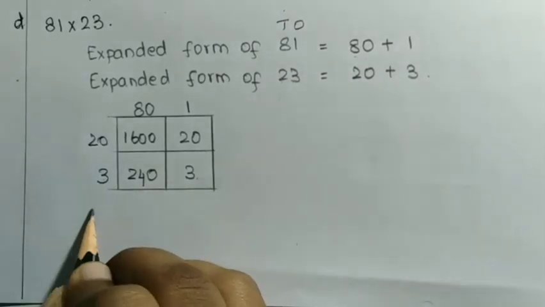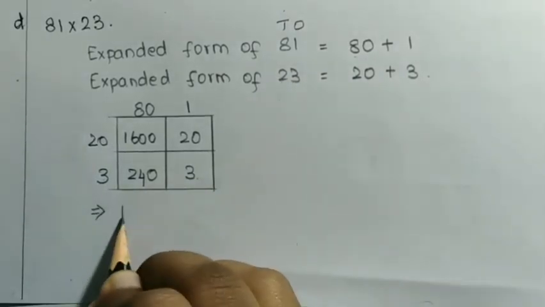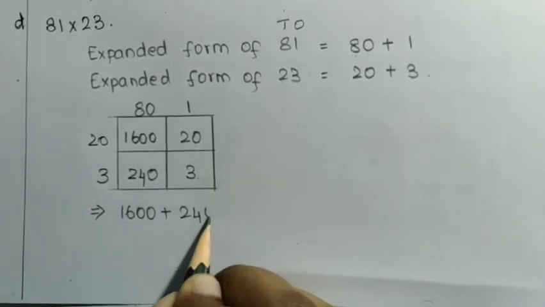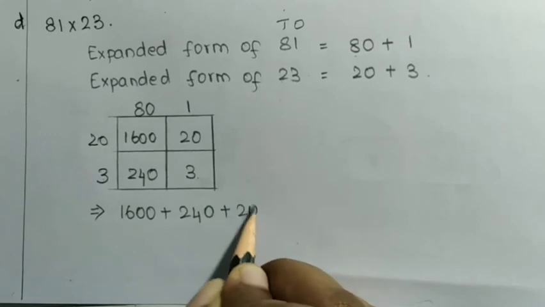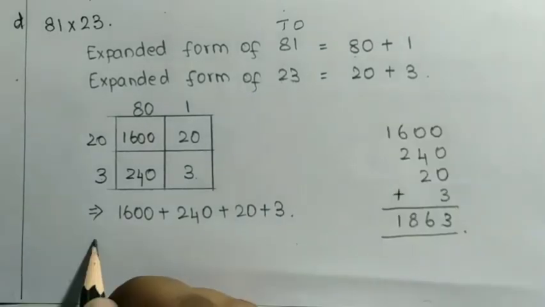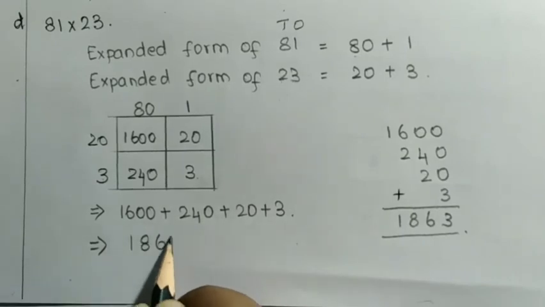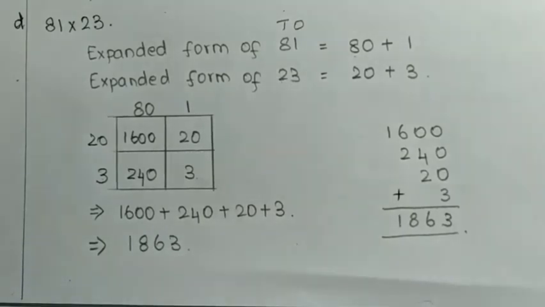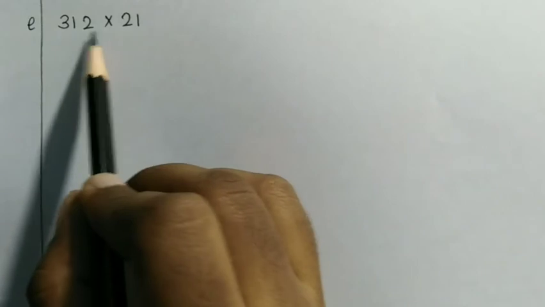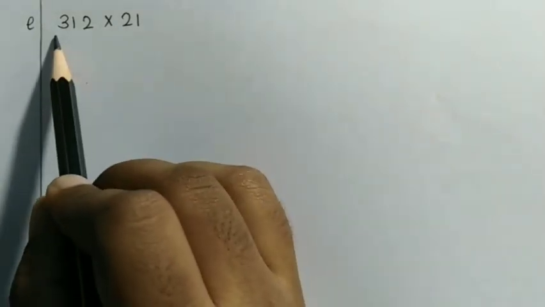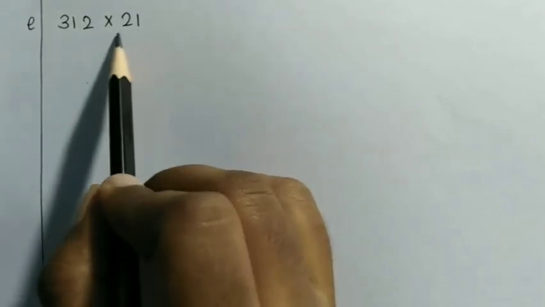Now let us write like 1600 plus 240 plus 20 plus 3. So 1863 is the answer. The next sum is 312 multiplied by 21. Let us write the expanded form of 312 and 21.